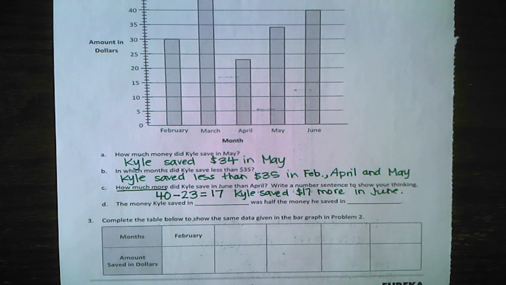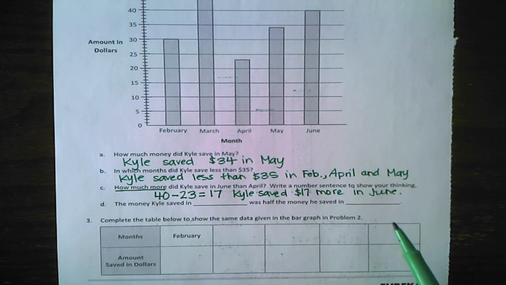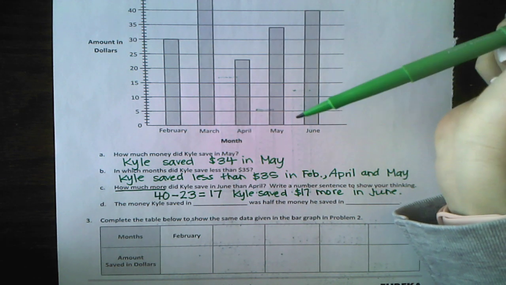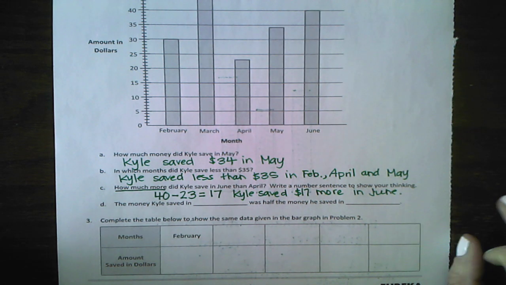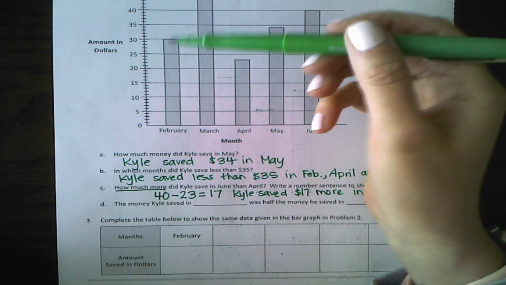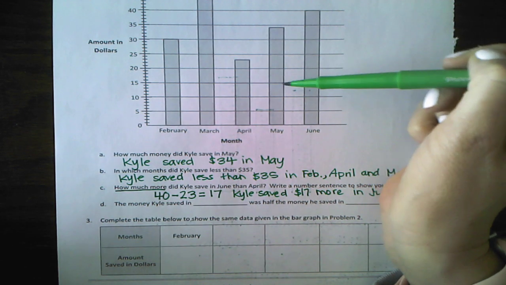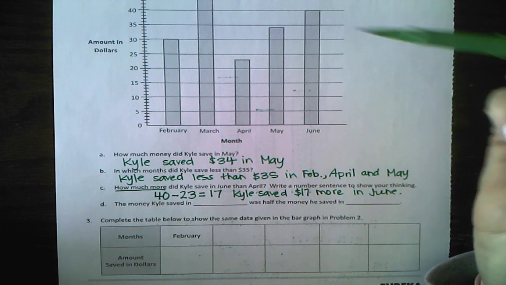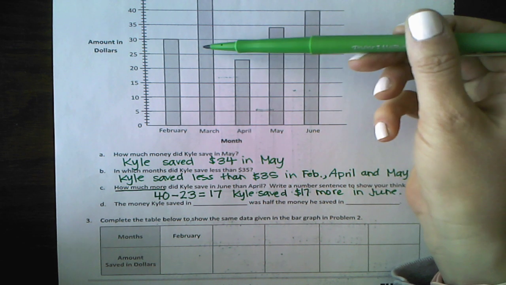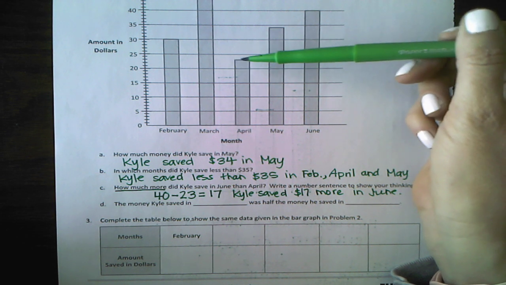Please read D with me. The money Kyle saved in blank was half the money he saved in blank. How are we going to figure out what is half of what? I don't know. We can do this. What is half? If we just look at these bars, does one look like it's half of the size of any of the others? Like February and April look pretty close to me. Even May and April look pretty close. But if I look at March and April, it kind of looks like half.